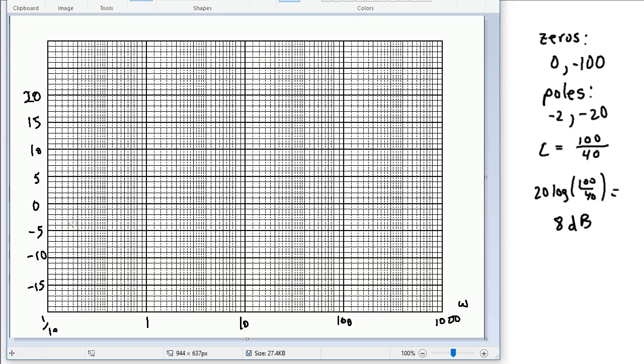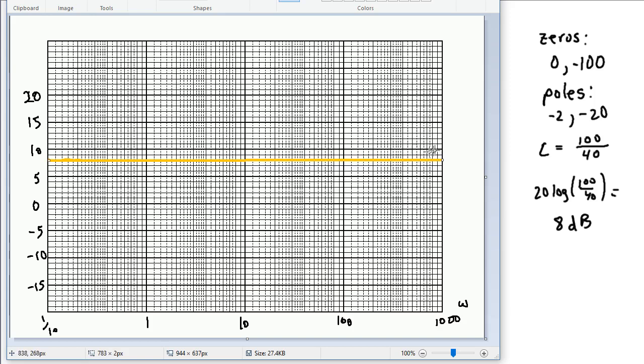I've got my constant term at 8 dB, 5, 6, 7, 8. So that constant term would be just a plot like this. Actually, let me switch to just drawing a straight line instead of freehand. So I can select that point and then go across. My constant term at all frequencies will be at 8 dB.